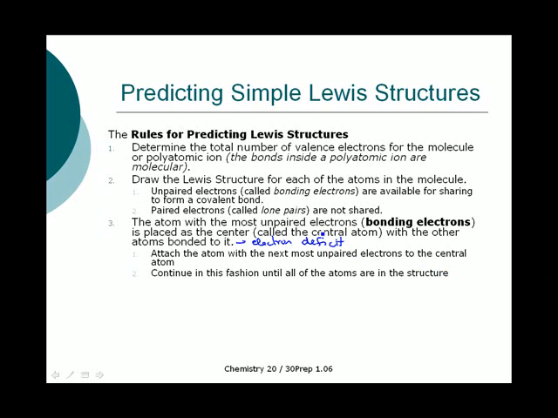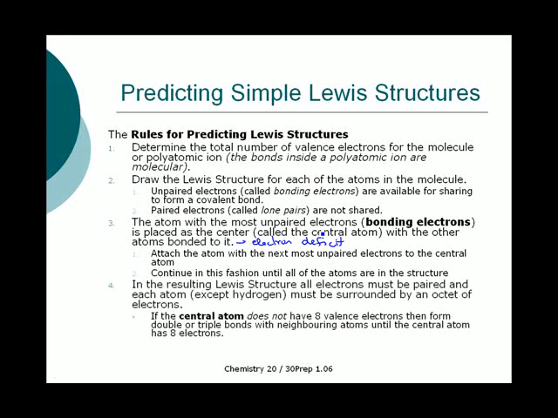You bond to it the atom with the next most unpaired electrons, and so on until you have all the atoms that you need in your structure. Once you have that, you're going to go around and check to make sure all electrons are paired and that each atom is surrounded by an octet. If your central atom does not have 8 valence electrons around it, then that means it's going to have at least one bonding electron left freely around it. It's going to try and form double or triple bonds with neighboring atoms to try and fill up its octet.